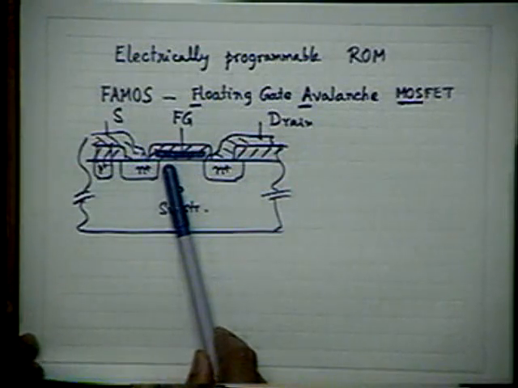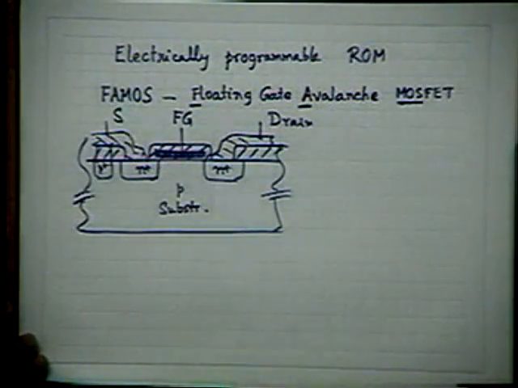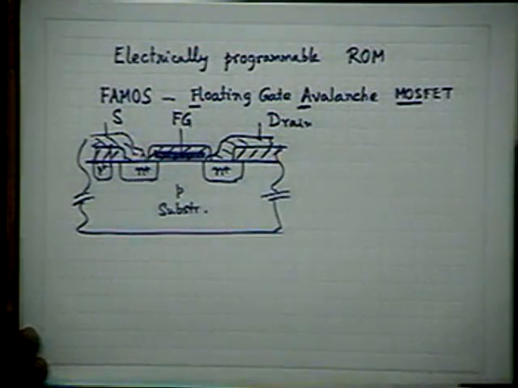And suppose it has been made in such a way that it is a depletion mode device. That means normally on. Between drain and source, it can be done by channel doping. I think I've told you earlier. By channel implantation, I can arrange it in such a way that it is a depletion mode device so that it is normally on.